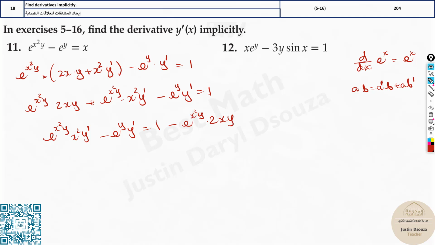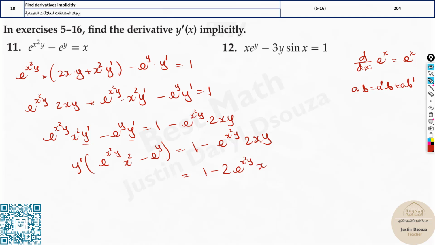Because this doesn't have any y prime term, I'm going to remove this y prime common, and you're remaining with e^(x squared y) multiplied by (x squared minus e to the power of y). That is equal to 1 minus e^(x squared y) 2xy. You can write this 2 over here ahead because the numbers are generated at the first. So that will look like this: 2 e to the power x squared y xy.